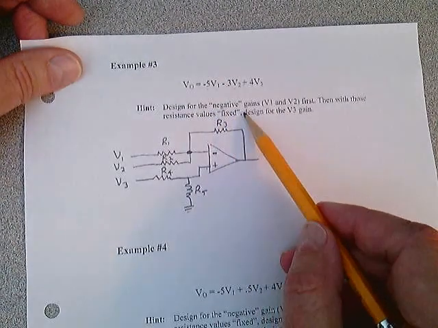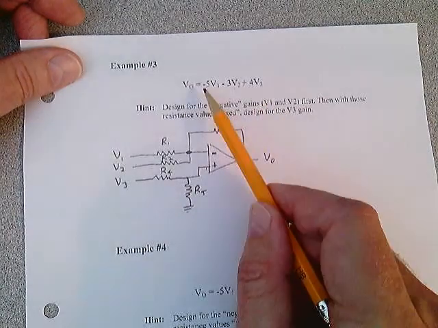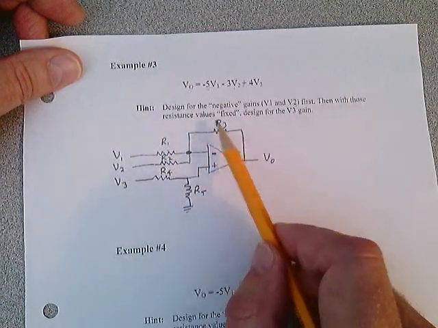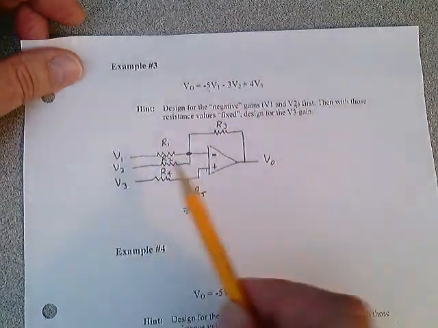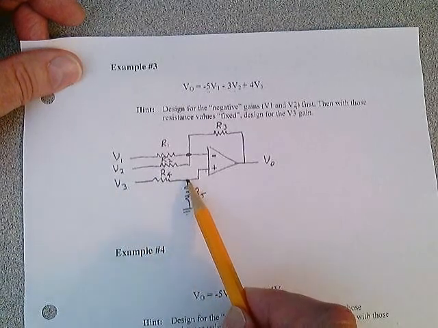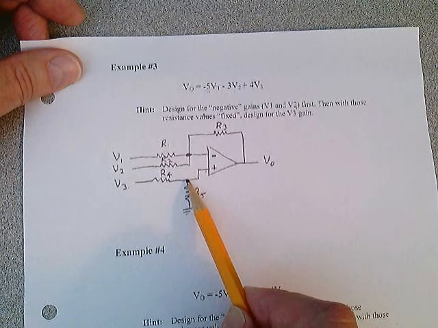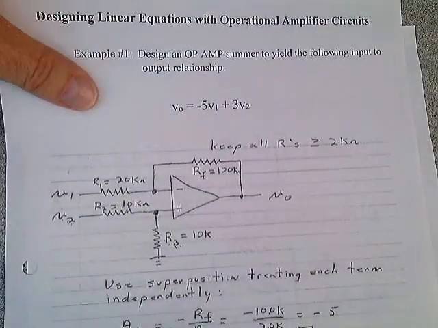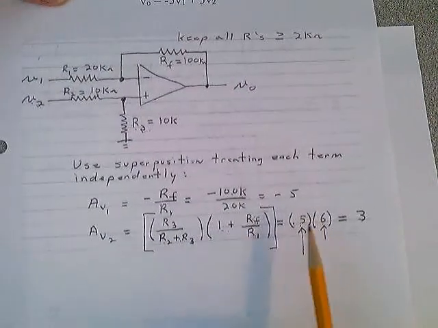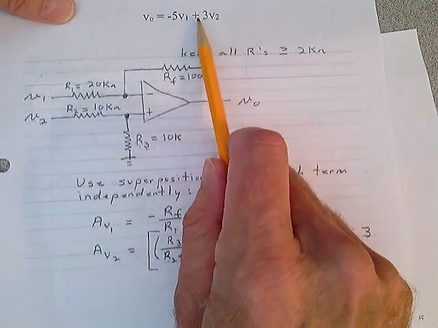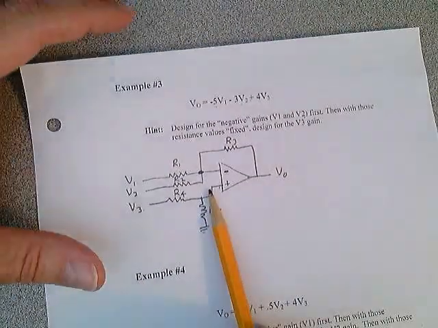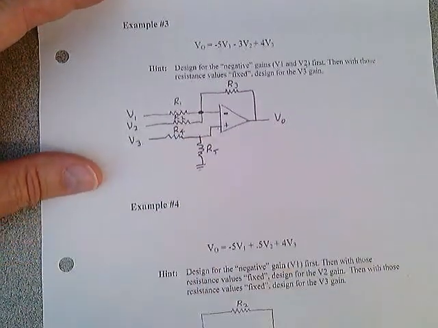Design the negative gains first, the gains for V1, the minus 5, and V2, which is the minus 3. Then with those resistance values fixed, design for V3, projecting this voltage to this point, and then using the technique I showed you back here to get the gain for the plus value. The circuit looks like that. You just need to come up with the resistors, and there's an infinite amount of possibilities there.